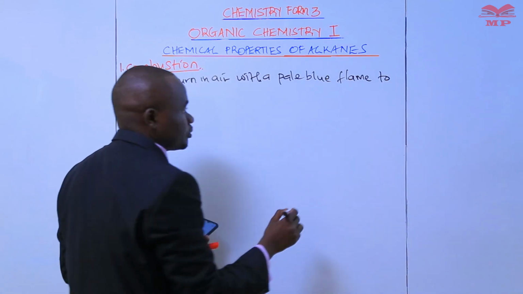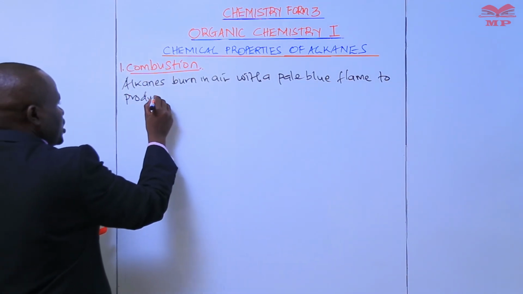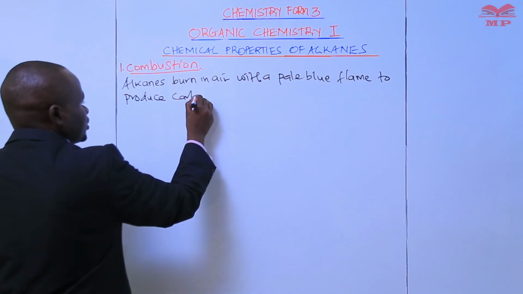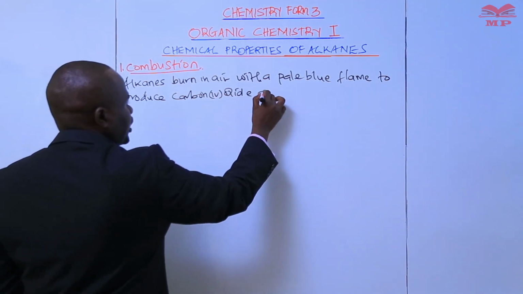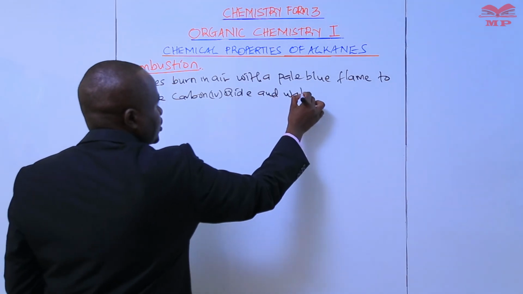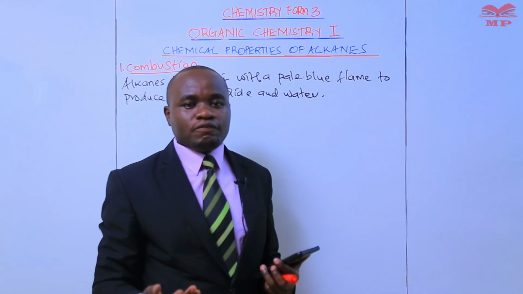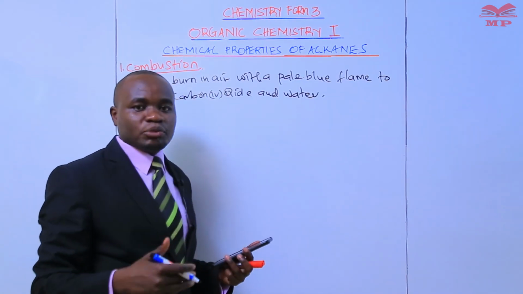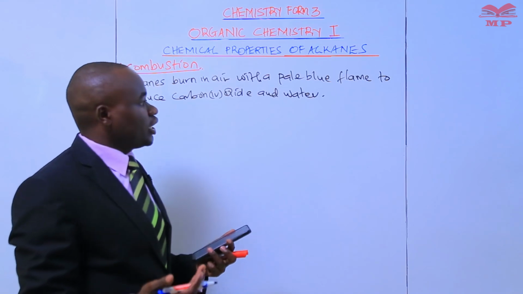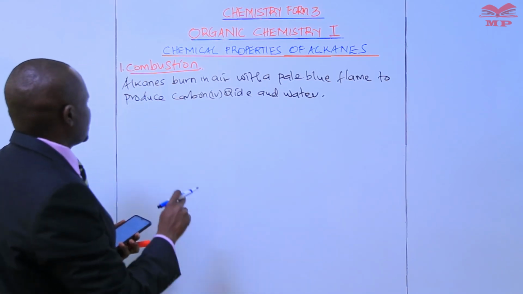To produce, we get two products: carbon dioxide and water. These products are only possible if we use excess air. But if a limited amount of oxygen is used, then instead of getting carbon dioxide, we get carbon monoxide.